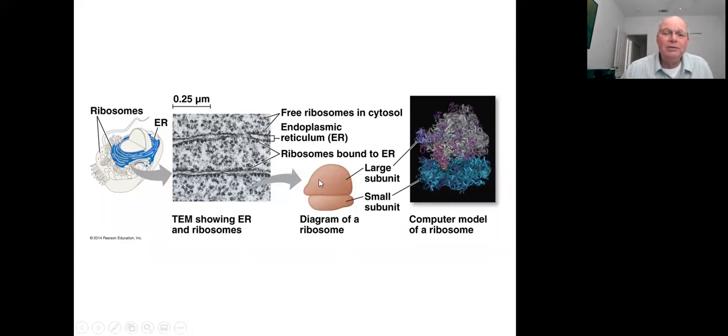And you can see here the two subunits, the large subunit and small subunit. We'll go into more detail about these when we get to chapter 17 and we talk about the actual process of translation, which is the process by which polypeptides are assembled. And so we'll talk more about the role of ribosomes when we get there.